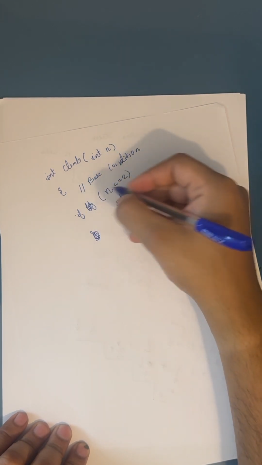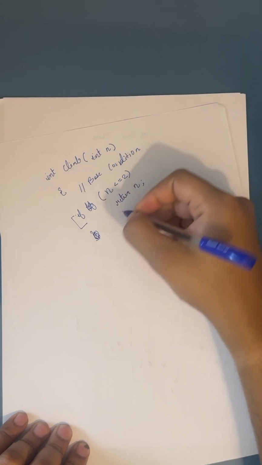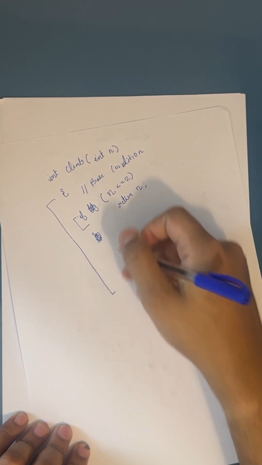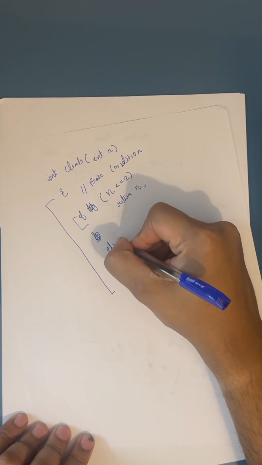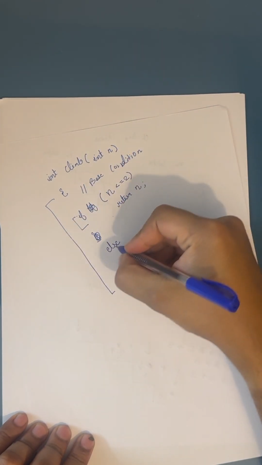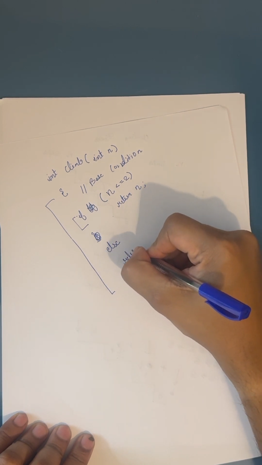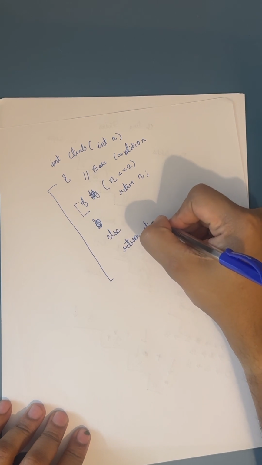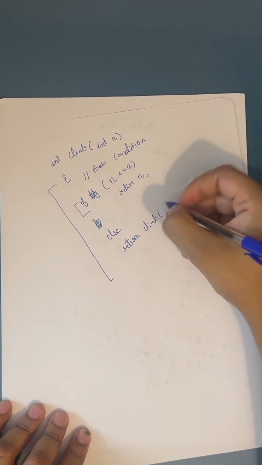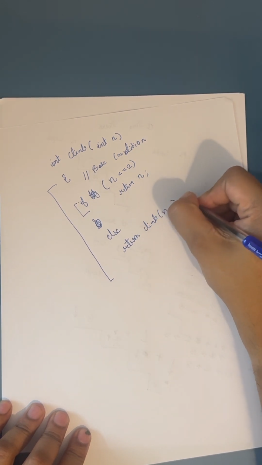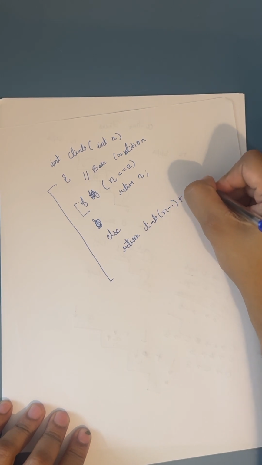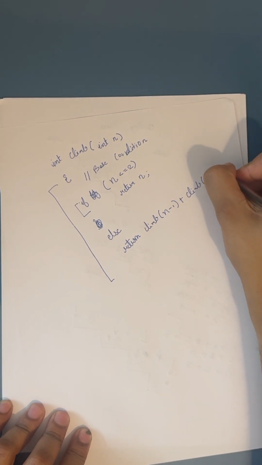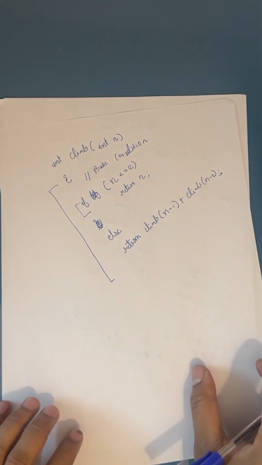Otherwise, this is actually the if, otherwise what you need to do is return the sum of the last two. So you will call climb of n minus 1 plus climb of n minus 2. So this will be your recursive program.